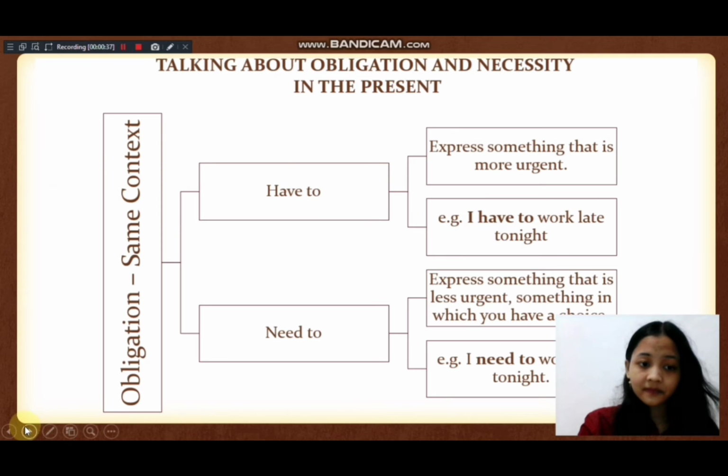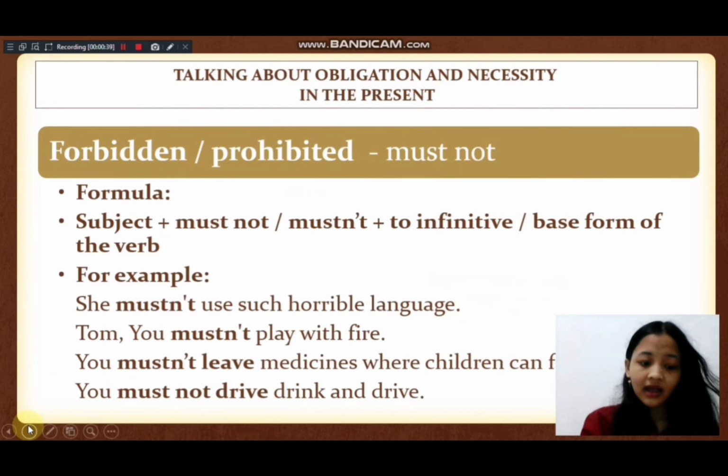Next, we are going to talk about something forbidden or prohibited. To express that something is forbidden or prohibited, we can use must not, mustn't. The formula is subject plus must not plus the base form of the verb.